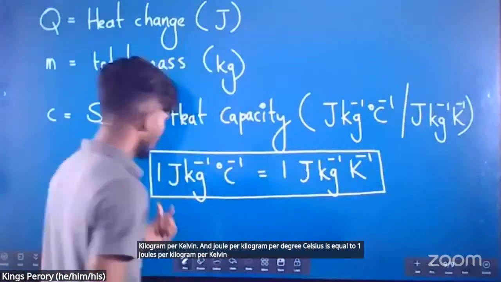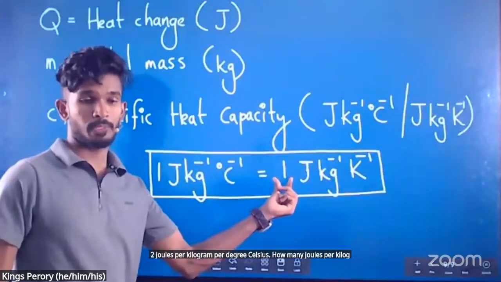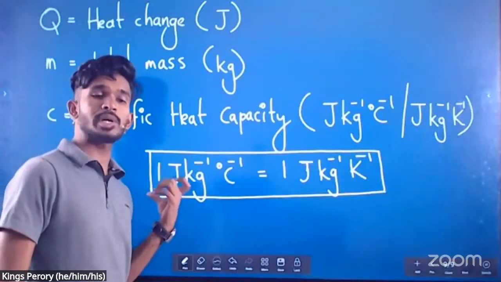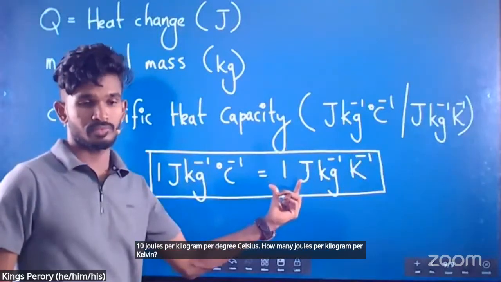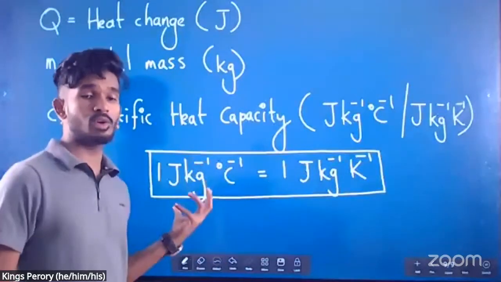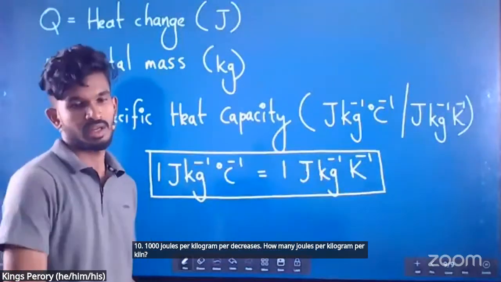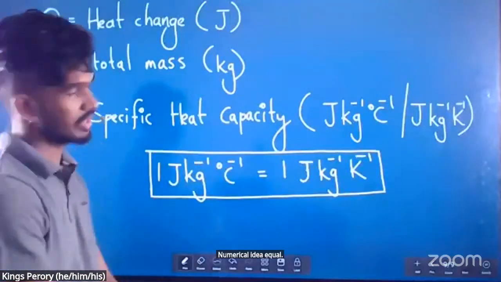Now tell me, 2 joules per kilogram per degree Celsius, how many joules per kilogram per Kelvin? 2. 10 joules per kilogram per degree Celsius, how many joules per kilogram per Kelvin? 10. 1000 joules per kilogram per degree Celsius, how many joules per kilogram per Kelvin? 1000. Numerically, they are equal. Remember that.